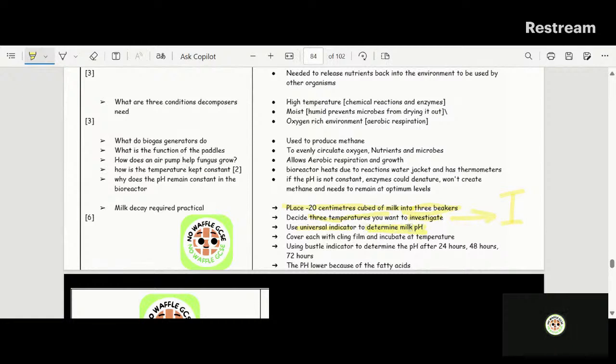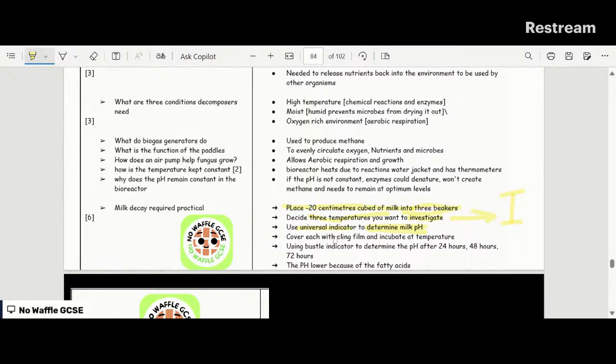Now, it could ask you, why does the pH become acidic? Why does it become lower? One molecule of lipid always breaks down into 3 molecules of fatty acid and glycerol. So the fatty acid is what changes the pH. That's why when milk goes bad, it becomes sour. So it's still that sort of thing.